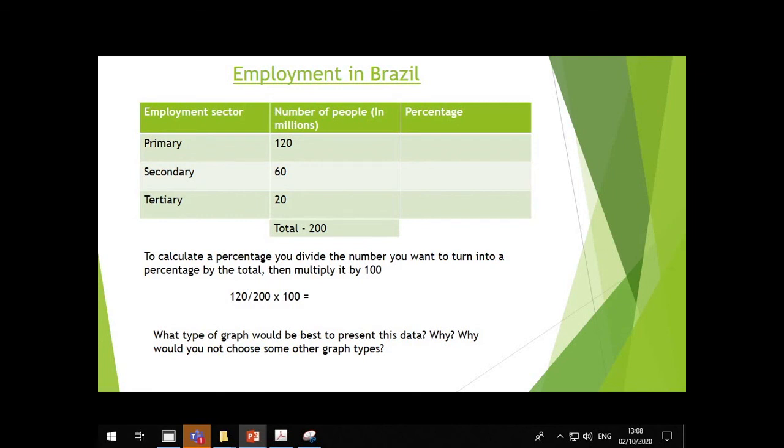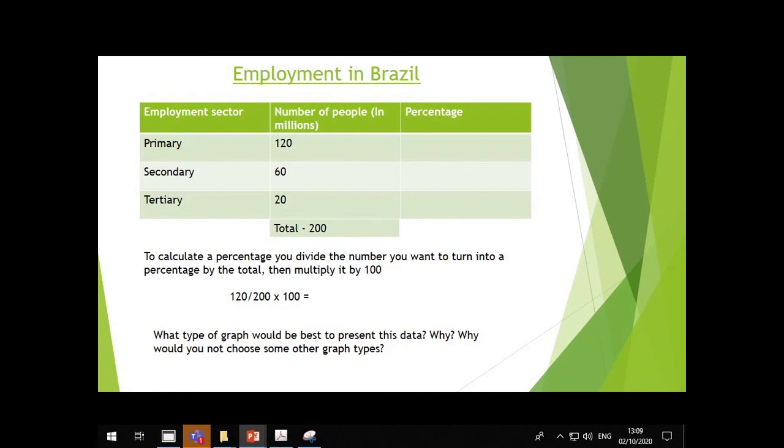To calculate a percentage, you divide the number you want to turn into a percentage by the total, then multiply it by 100. So to work out the first one, you would have to do 120 divided by 200 times 100 equals. You may use a calculator on your phone, or if you have a calculator to hand for these questions, and you will need to work out 3 different percentages.